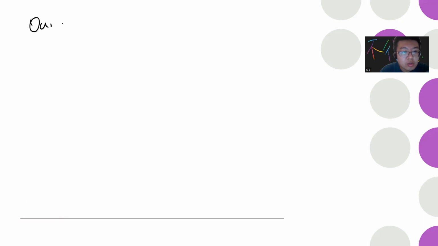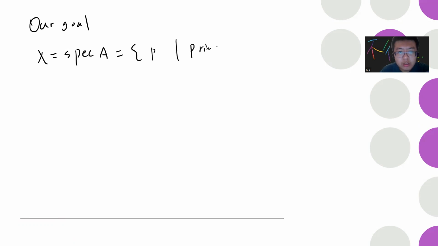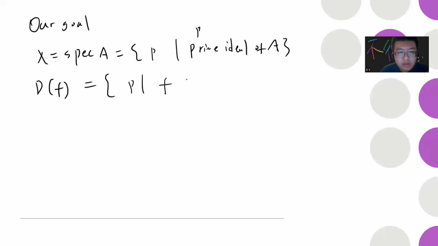Also, our goal is to show that the structure sheaf on an affine scheme is a sheaf. So we define X to be Spec A, the set of prime ideals P of A. Then we define the distinguished open set D(f), the set of prime ideals that do not contain f, where f is an element of the ring. And then we define the structure sheaf.